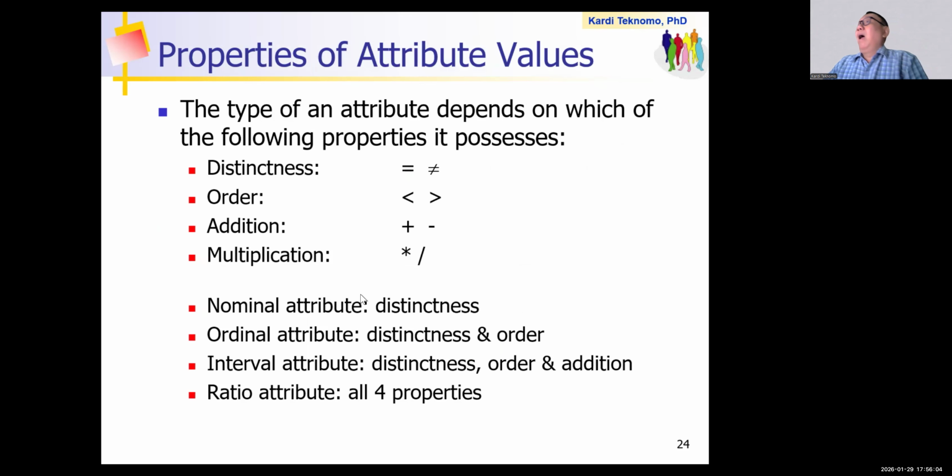Okay, so now these are the types of properties or attributes. Distinctness, which is equal or unequal. Order, which means larger or smaller. Addition, which means plus and minus, addition or subtraction. Multiplication here represents multiply or division. So a nominal attribute only has distinctness. An ordinal attribute has distinctness and order. For an interval attribute, you have distinctness, order, and addition. While the ratio attribute has all four properties.